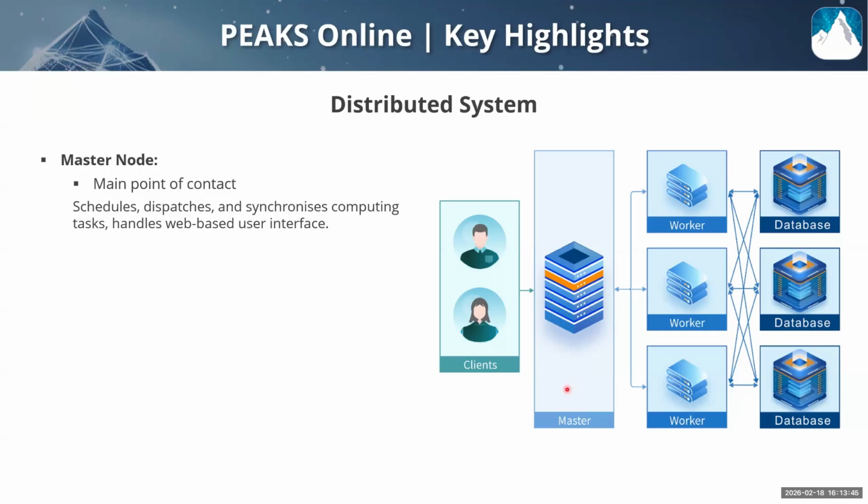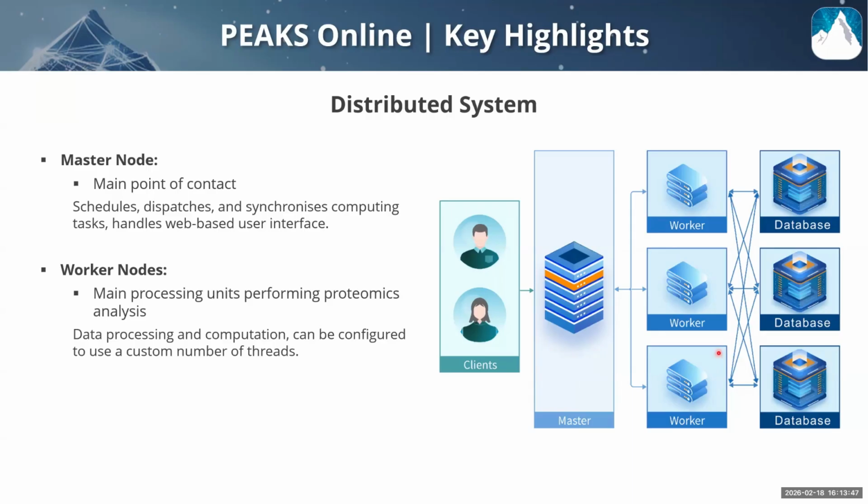those available resources. Next, we have our worker nodes. And the worker nodes are the primary processing units that perform all of the analyses. And these really work for data processing and computation, and they can be configured to use a custom number of threads. And typically we suggest having 2 or more worker nodes to have Peaks Online function to its best ability.